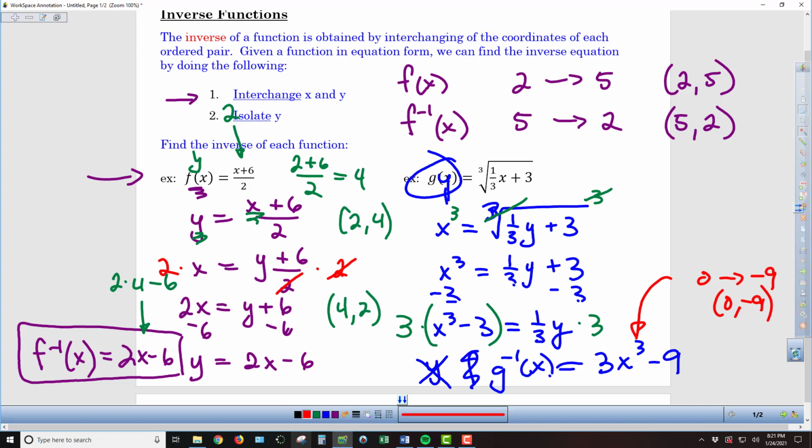So now I can go back to the original function, and if I plug in negative 9, I should get 0 as an output. So if I plug in negative 9 right here, 1/3 of negative 9 is going to be negative 3. Negative 3 plus 3 is going to be 0, and the cube root of 0 is just 0. So I'm indeed ending up with the opposite ordered pair with the x and y flip-flopped. So that confirms for me that I do indeed have the correct inverse function.